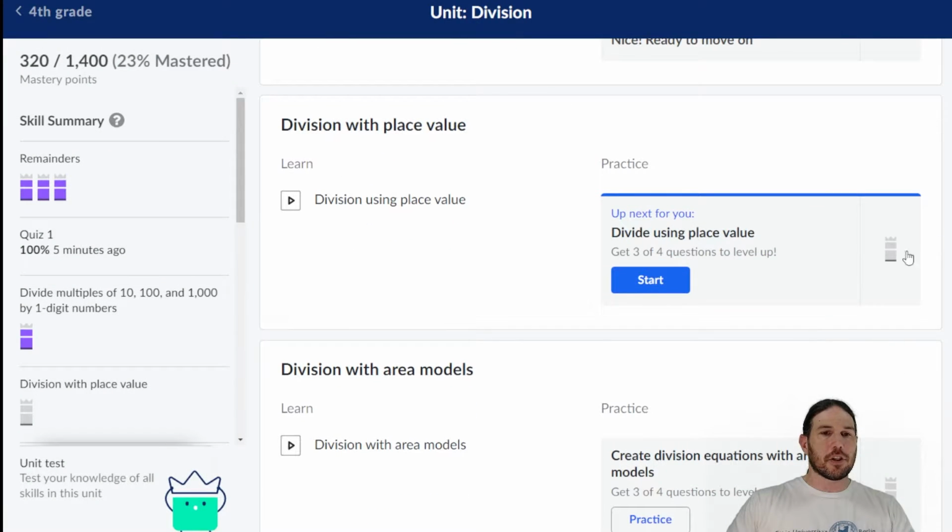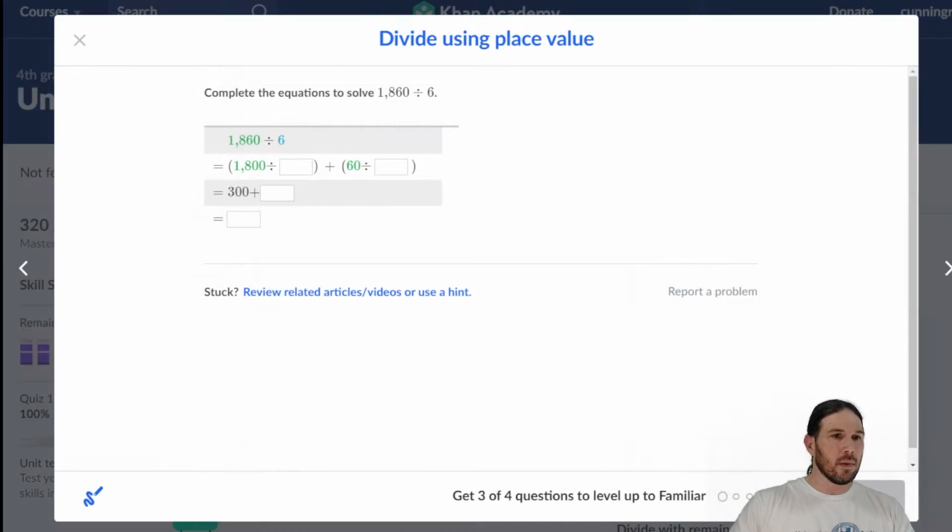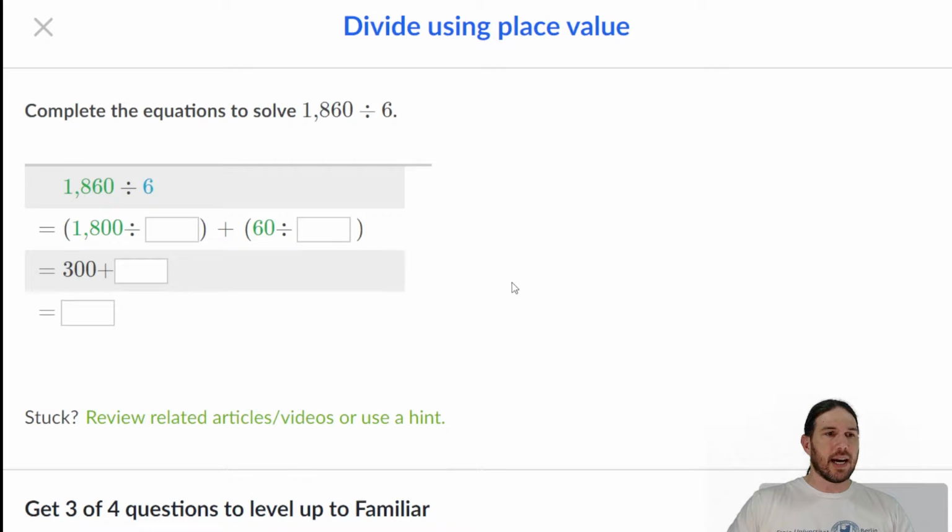We've got division using place value. Now, again, this is the kind of problem that a lot of people like to point to on social media about why Common Core is silly or absurd or whatever. And I'm here to tell you it's exactly the opposite.